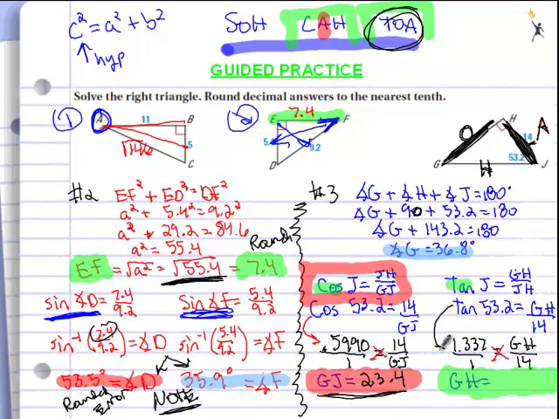Then I actually solved for the tangent of 53.2. You can plug in your calculator tan of 53.2, hit enter, and you'll get 1.337. Well, now I have a proportion, and I can solve proportions by cross multiplying. When I cross multiply GH times 1, I find GH equals 1.337 times 14, which ends up being 18.7. Now that's rounded to the nearest tenth. So you can see how I solve for GH and GJ.